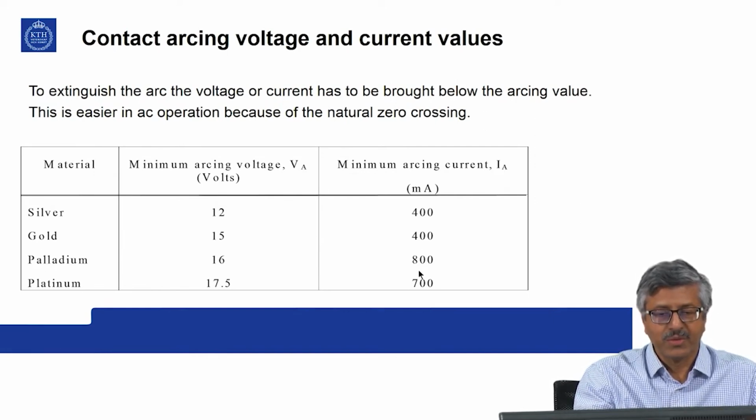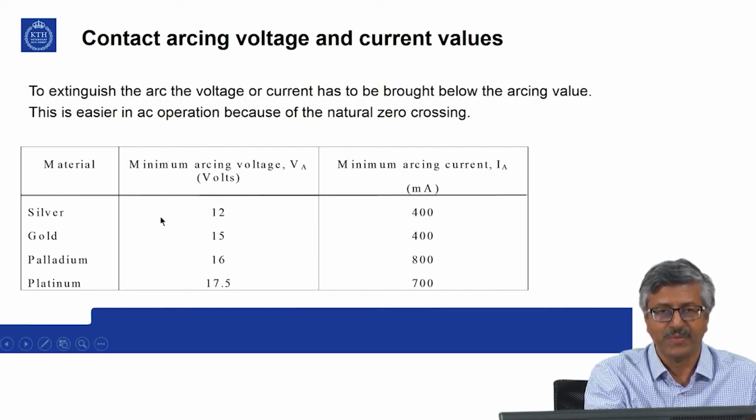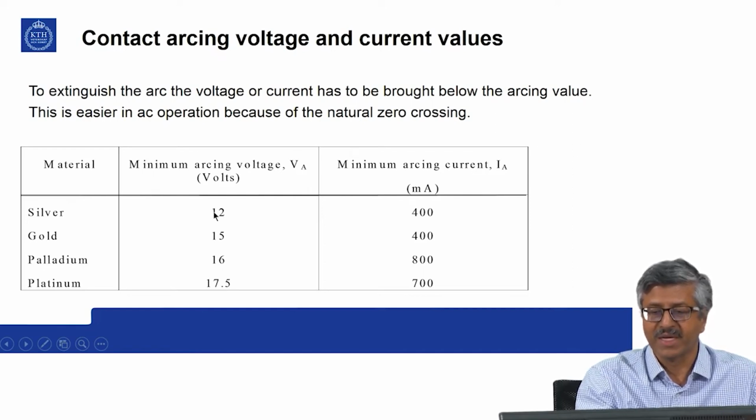So, to extinguish the switch, you have to make sure that the arcing voltage is below this value, 12 volt, and the arcing current is below this value, 400 milliampere, then you can extinguish the arc.